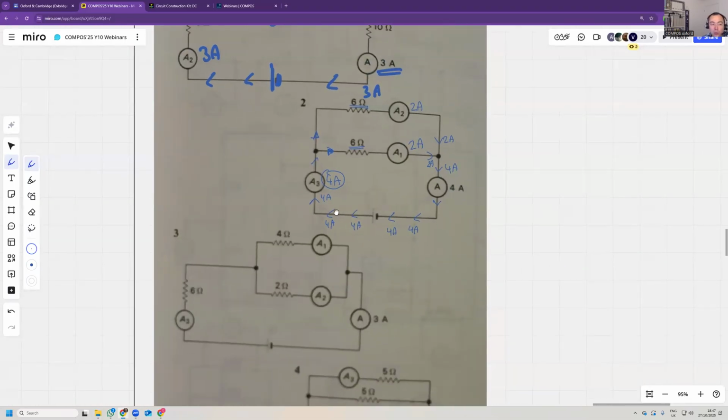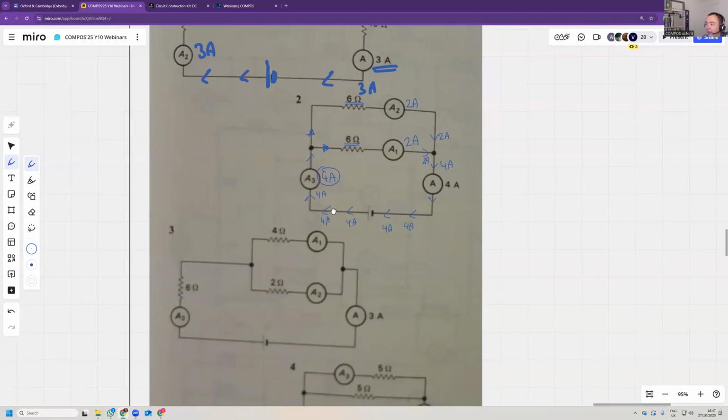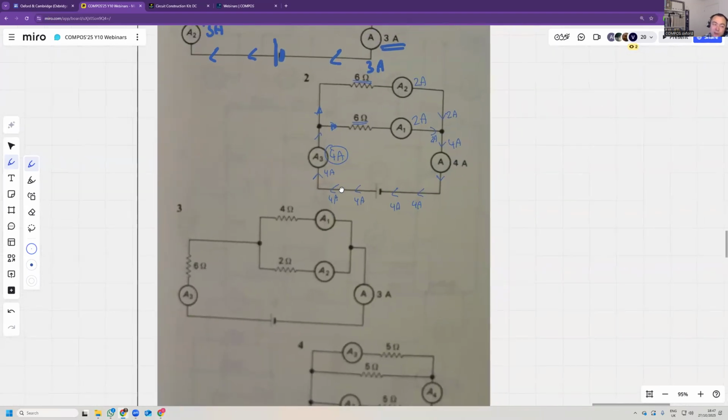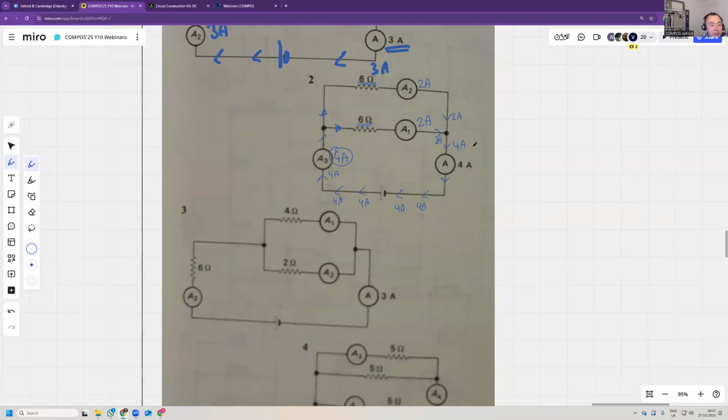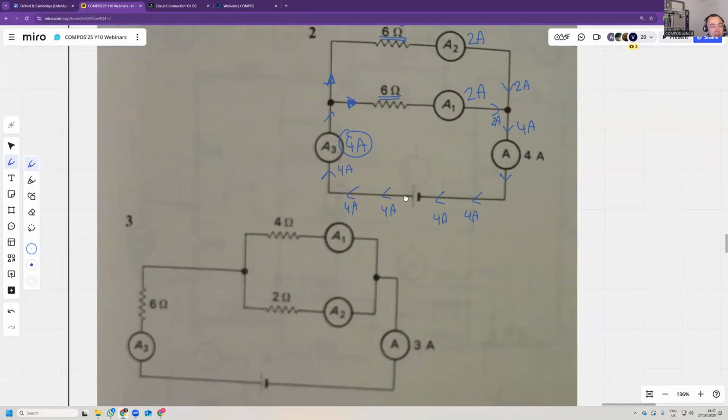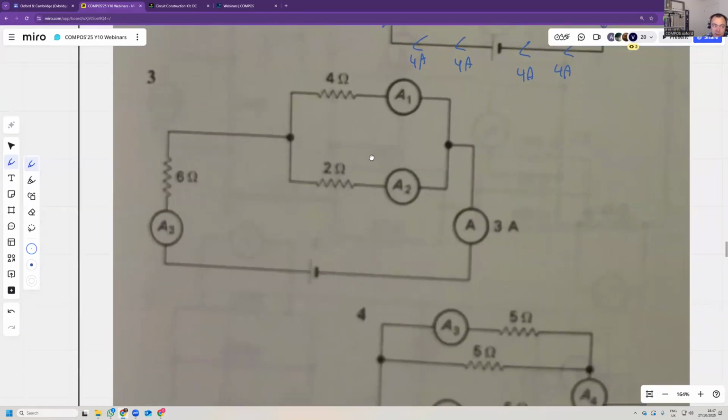Current is like water. Water doesn't go anywhere else. It just keeps on flowing. Or you can think of cars on a road. If you have 2 cars on this road, 2 cars on this road, they will eventually end up on this road. So this road will register 4 cars.